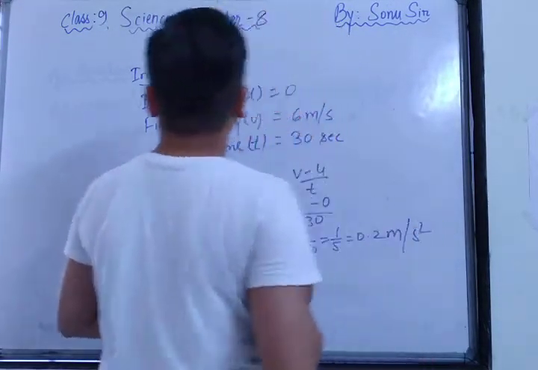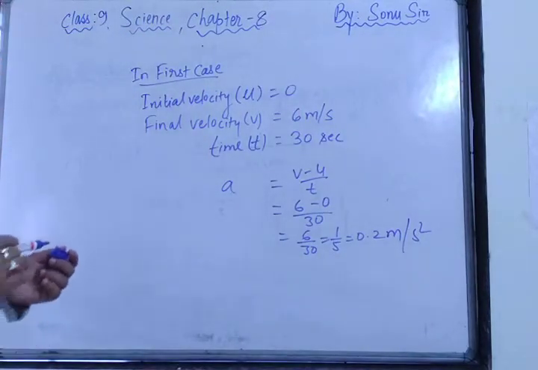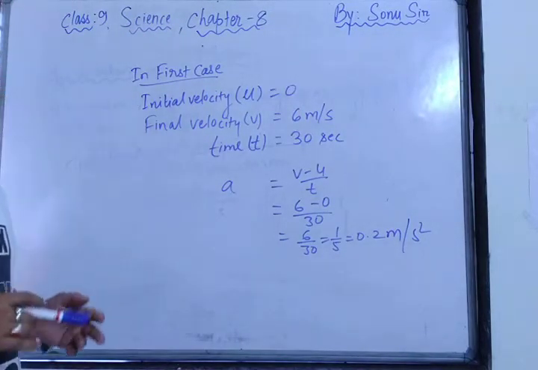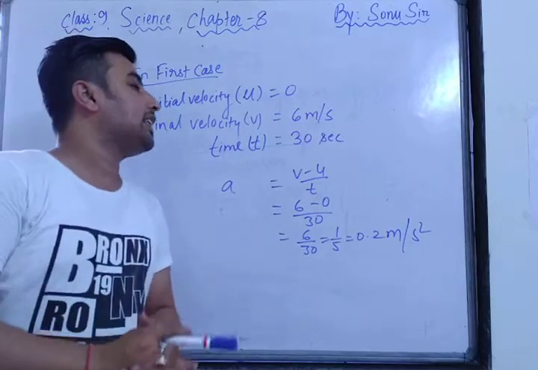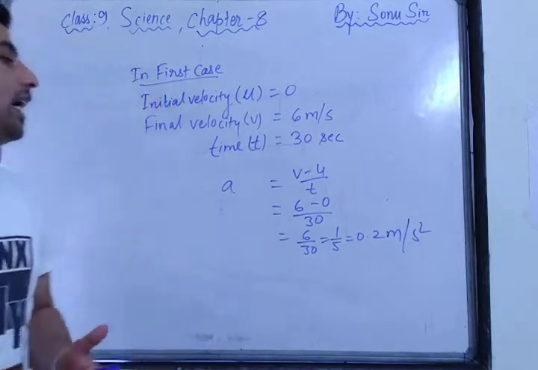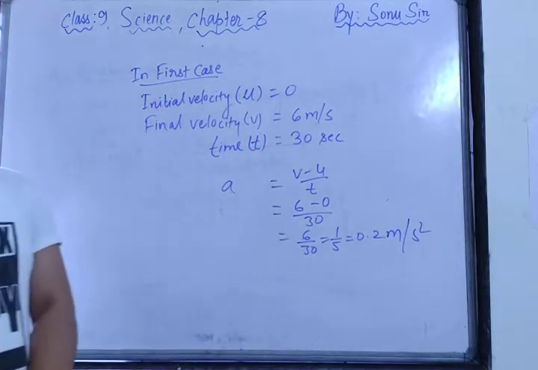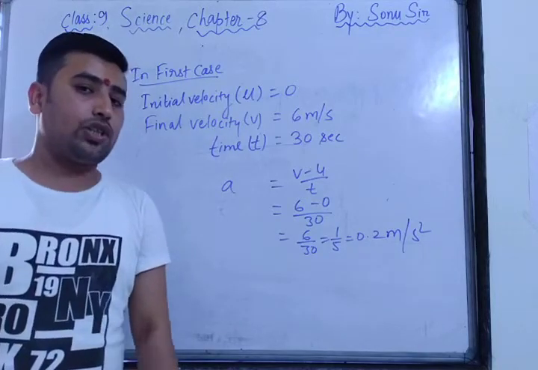So the first time, in the first case you can see initial velocity was 0, final velocity was 6 meter per second, the time requirement was 30 seconds, and we have to calculate the acceleration. So by this way we can calculate the acceleration of any object.